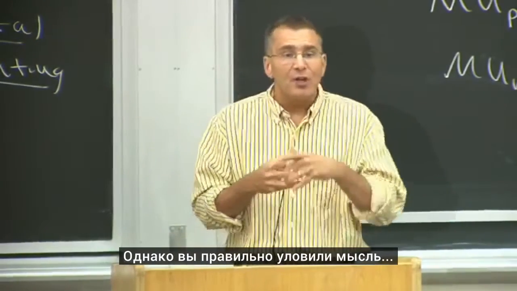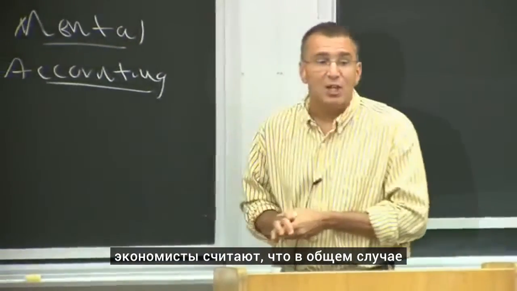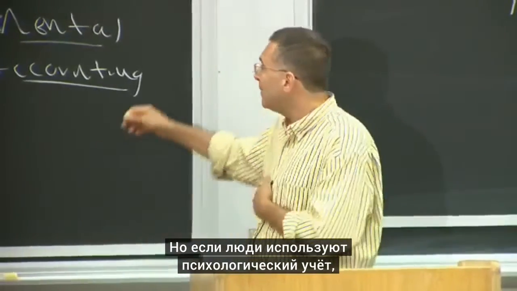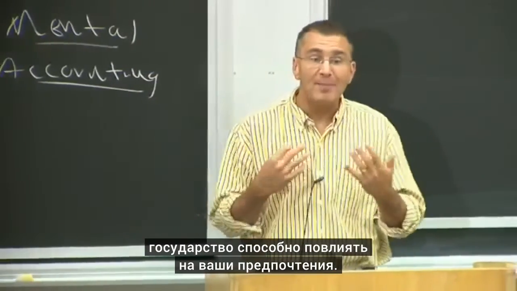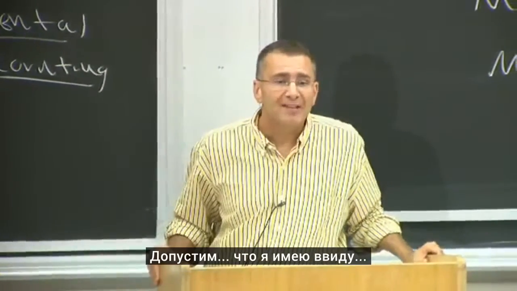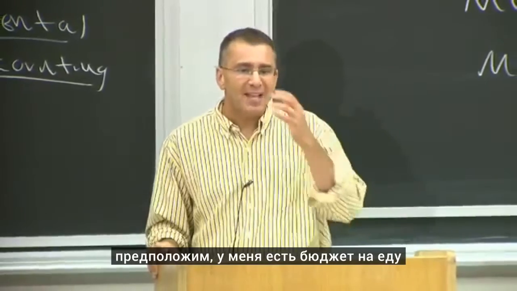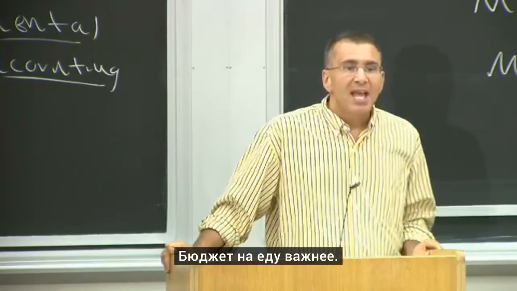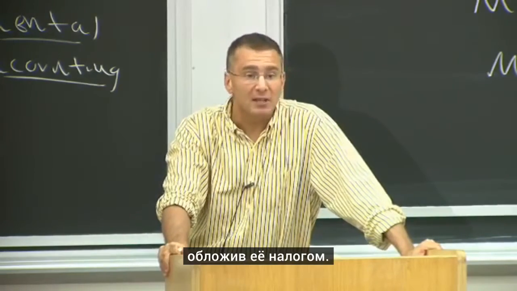You're actually getting to my point, which is, in fact, the way economists typically think about this is that the government can't affect your preferences. But if people do mental accounting, the government maybe can affect your preferences. So let's say I have a budget for food, and I have a budget for entertainment. Let's say my budget for entertainment is pretty small because I'm low income. And let's say I put pizza in my budget for food. So I allocate some of my budget for food to pizza. And the government can cause me to eat less pizza by taxing it.